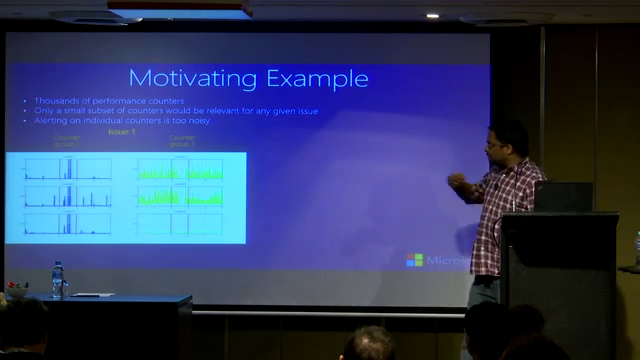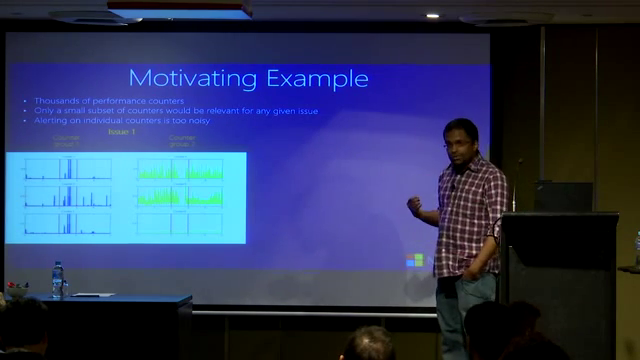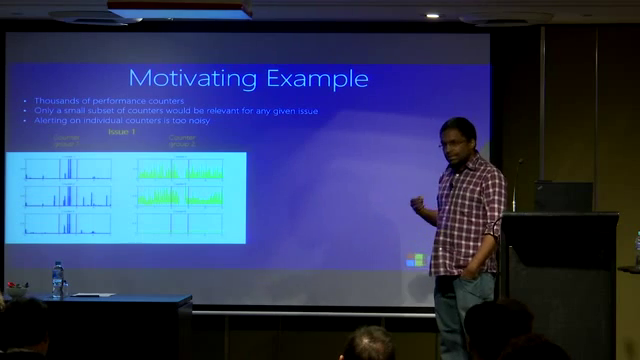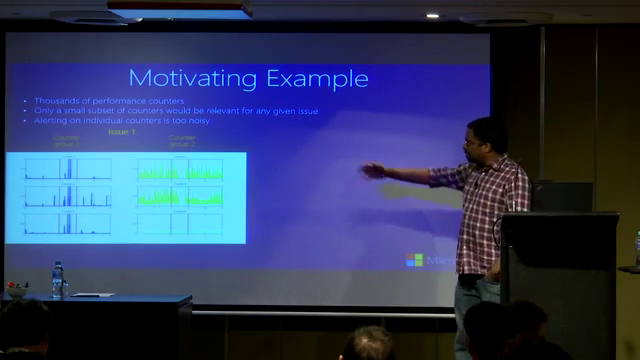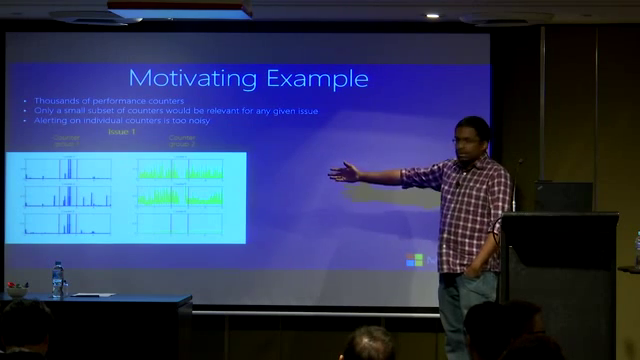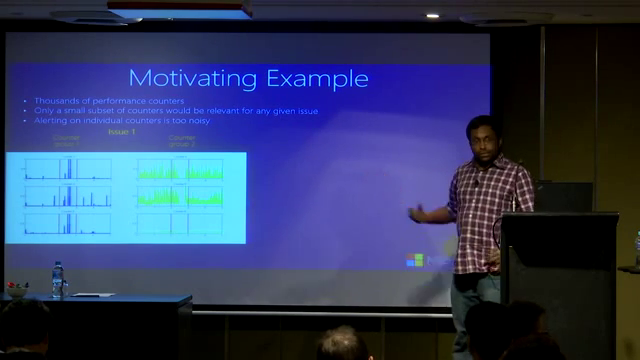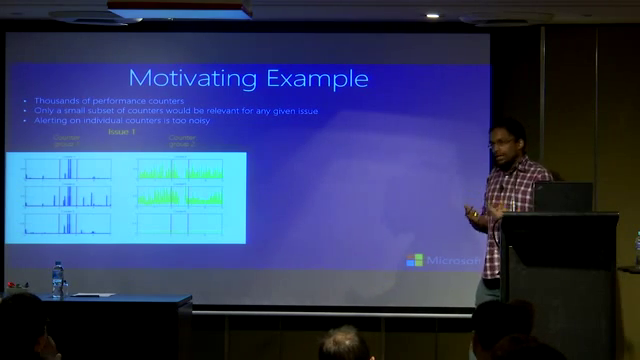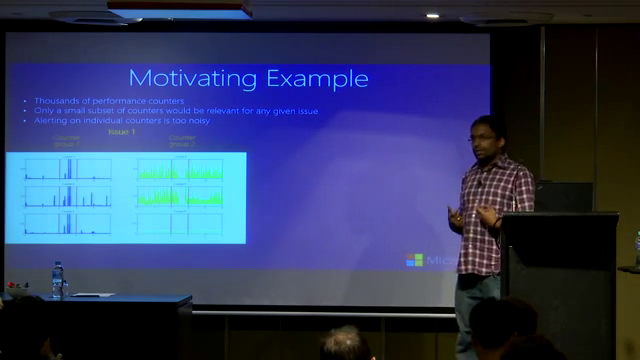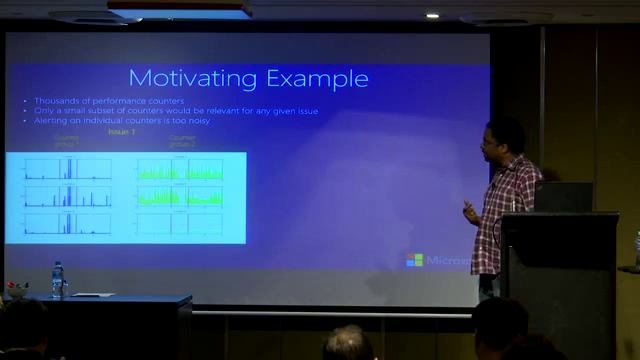Whereas if you were to set up a handwritten rule on any one of these counters individually, you're very likely to get a lot of false positives, because maybe in any one of these counters, the spikes are fairly common, right? But when they occur together, they have a very different meaning. And how do you discover such combinations automatically? That is the main challenge we are looking at.